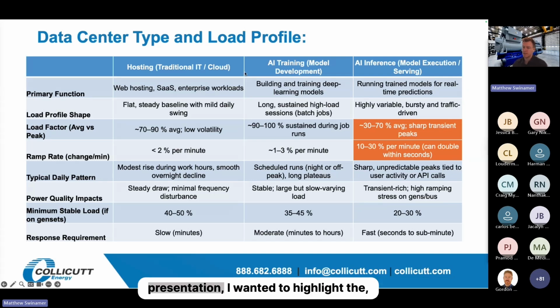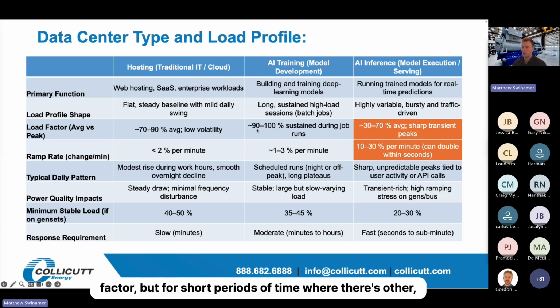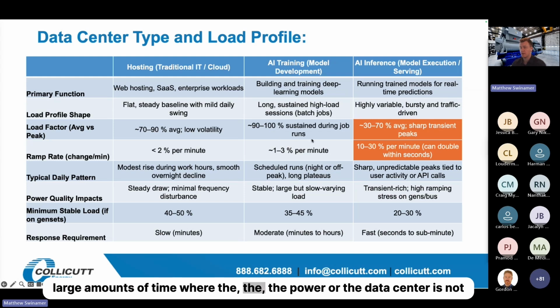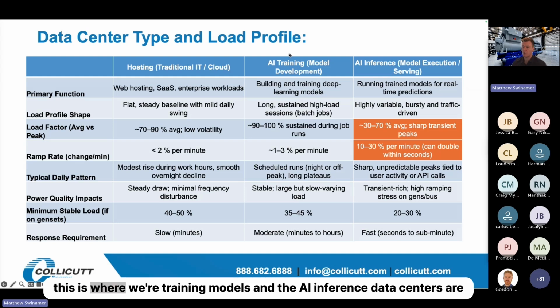But for the sake of this presentation, I wanted to highlight the three different types where you have relatively low volatility and relatively high load factor for the hosting. AI training can be high load factor, but for short periods of time, where there are other large amounts of time where the data center is not running near full load. And this is where we're training models. And the AI inference data centers are where the trained models are being actively deployed.